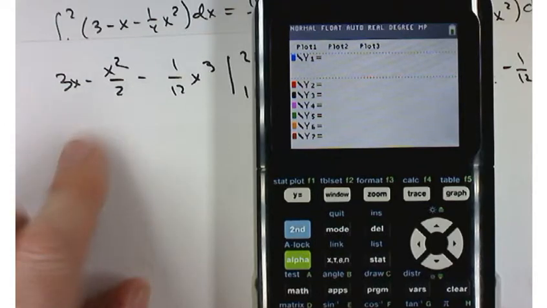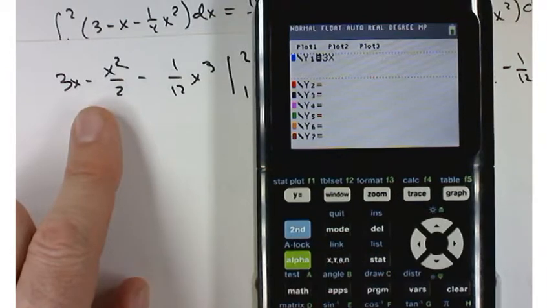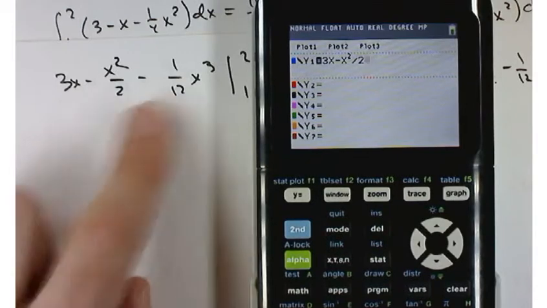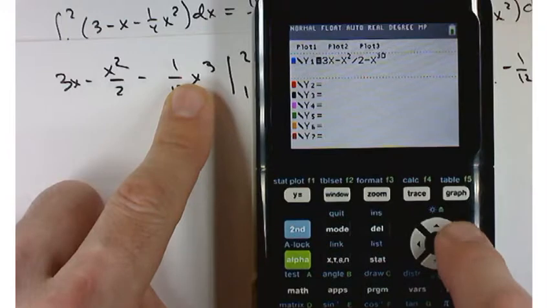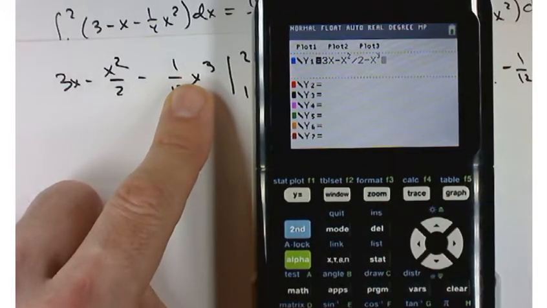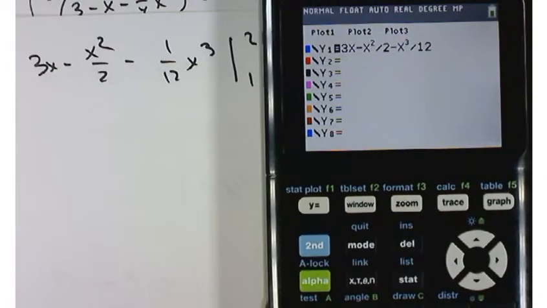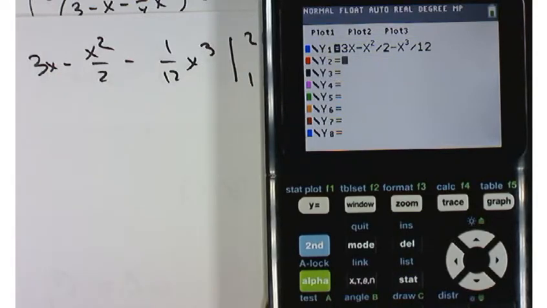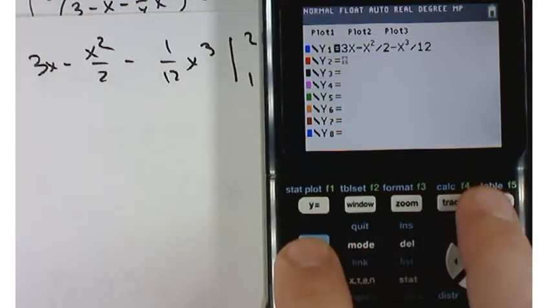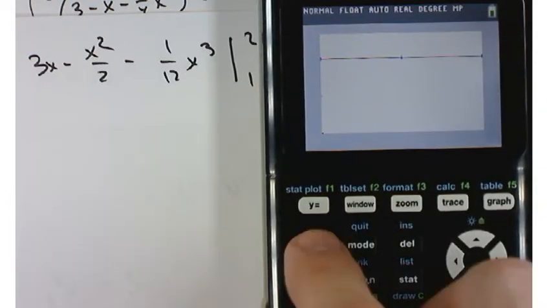And I want some feedback from you on this one. So if I could have your attention on this, it'd be great. So 3x minus x squared divided by 2 minus x cubed divided by 12. And now what? Now I need to evaluate this at 1 and 2. So there's a lot of ways we can do this, but let's just go to the second table. Let's try again. Second table.